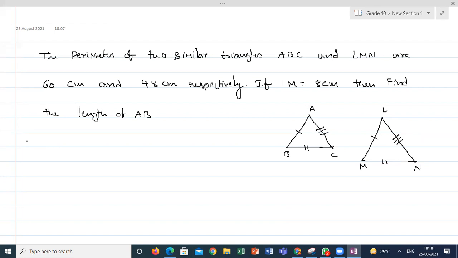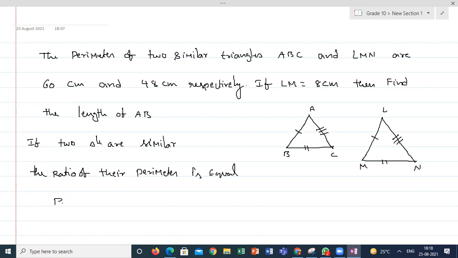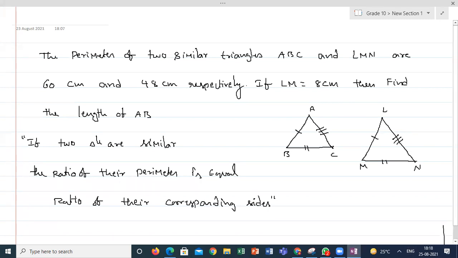Now, what formula do I have to use here? If two triangles are similar, you have to write this statement and proceed: the ratio of their perimeters is equal to the ratio of their corresponding sides. That's what we proved. Am I right or wrong, guys? The statement you can take straight away, no need to prove here. Students, are you clear what I'm saying?